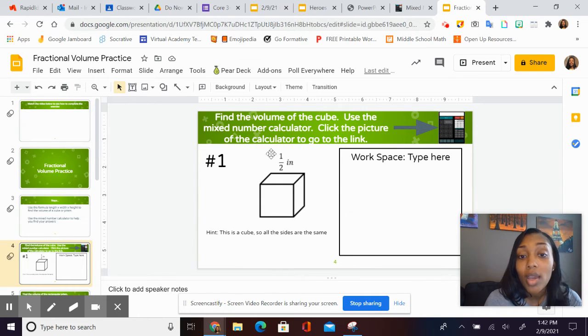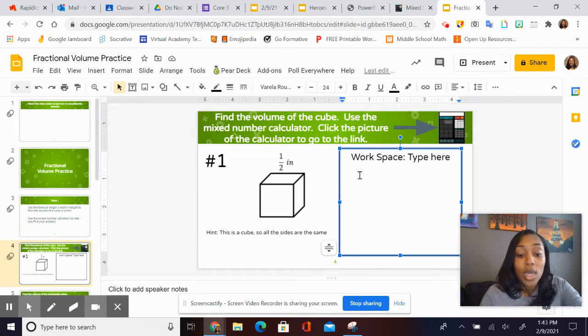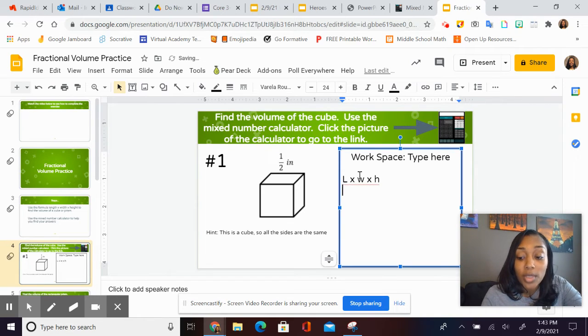So once I use that link to get to the mixed number calculator, I need to find the volume. We learned that with a cube, all the sides are the same. That means the length, the width, the height, they're all the same. So I'm still going to use the formula length times width times height. For this particular one, 1/2 is the length, and it's a cube, so the width is also 1/2, so times 1/2. And then because it's a cube, the height is also 1/2, so I multiply by 1/2 again.